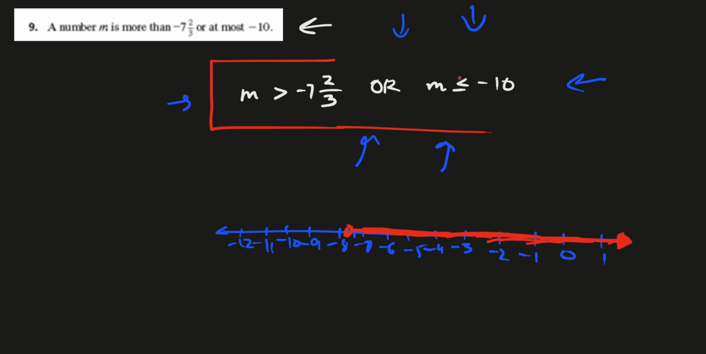And then m is less than or equal to negative 10. Negative 10, m is less than or equal to it, so fill that in and go with this direction. And of course, this one is not filled in, so I'm just going to write a note here: not filled in, because I don't want it to get confused here.